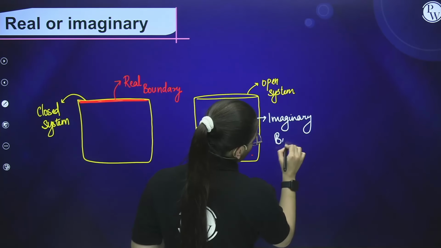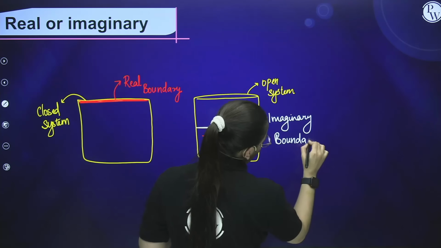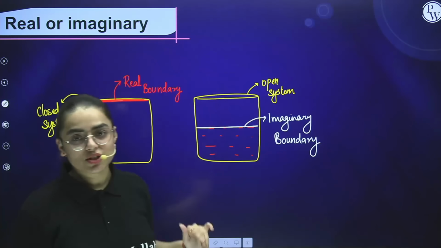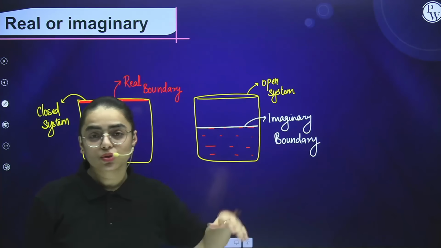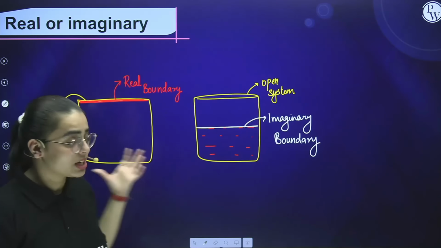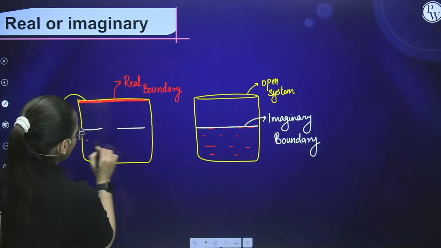This is basically an imaginary boundary which is set up, which separates the liquid from the atmosphere, separating both of these. Now this is an imaginary boundary, while this is a real boundary. Here also liquid is present. Here also liquid is present.